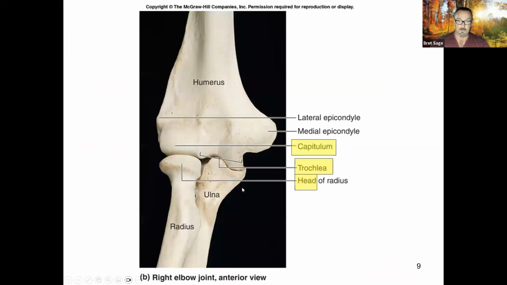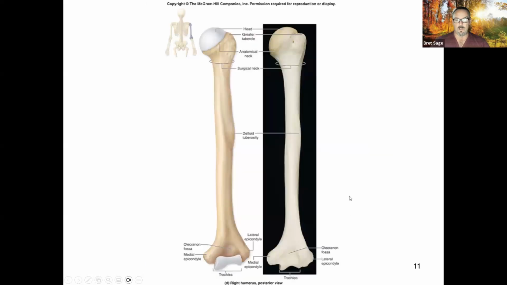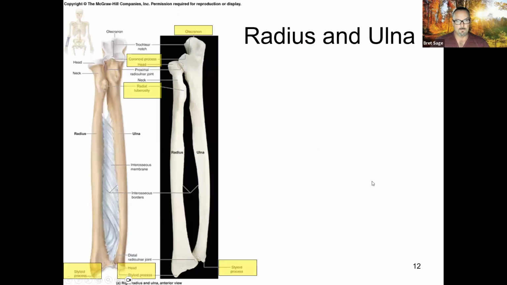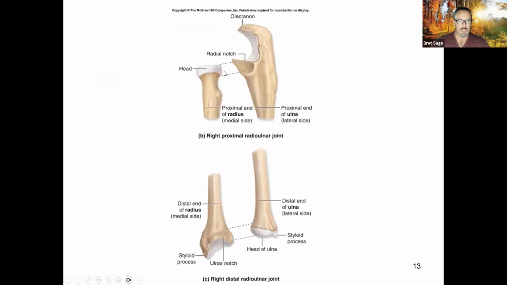This is your elbow joint. Posterior elbow joint. There's your upper arm bone or humerus, showing some key structures that you should know. This is the radius and ulna, lower arm bones. I'm going to let you read this. Okay, this shows you how the head and the radial notch articulate.